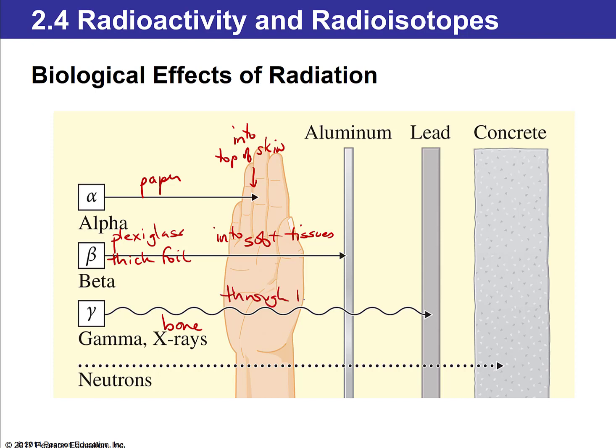So this goes through the body. And as it passes through the body, it has the ability to cause ionizing damage within body cells. So that's the concern with exposure to gamma. In blocking this, you use lead or you use concrete.